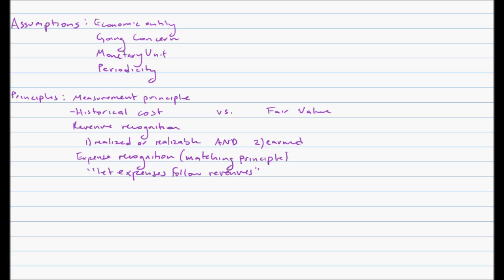Now, there are basically two types of costs. There are product costs and period costs.